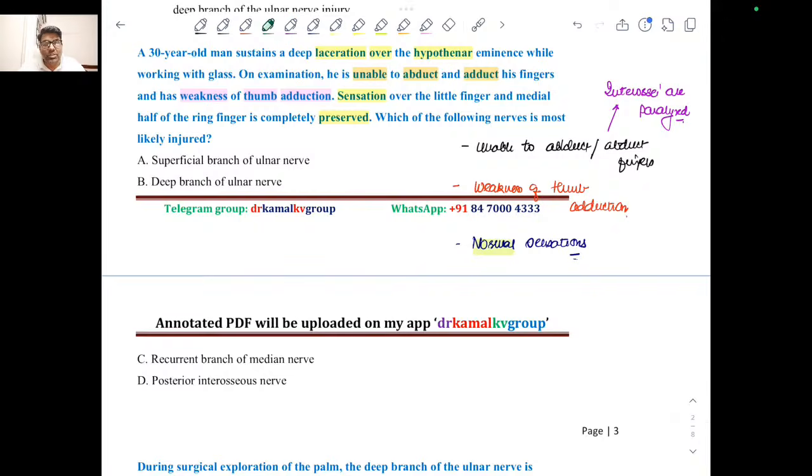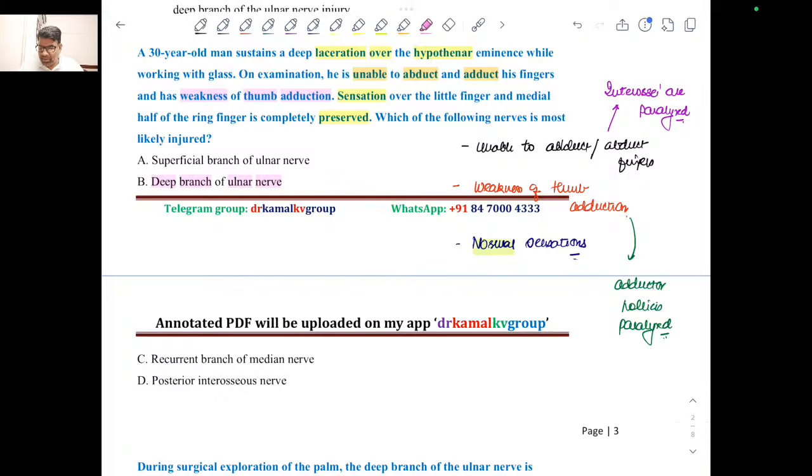And we know that, what is the nerve supply of interosseous? Palmar interosseous, dorsal interosseous, all are supplied by deep branch of ulnar nerve. Also, thumb adduction is gone, it means adductor pollicis is paralyzed. Adductor pollicis is also supplied by deep branch of ulnar nerve. So ultimately, what will be the answer to this particular question? It will be deep branch of ulnar nerve.